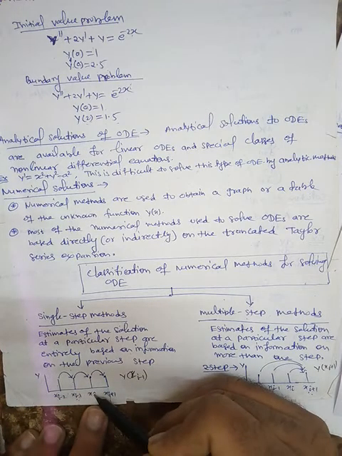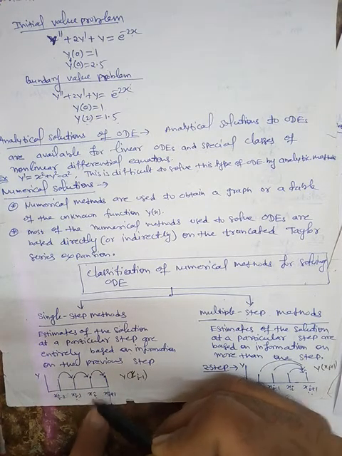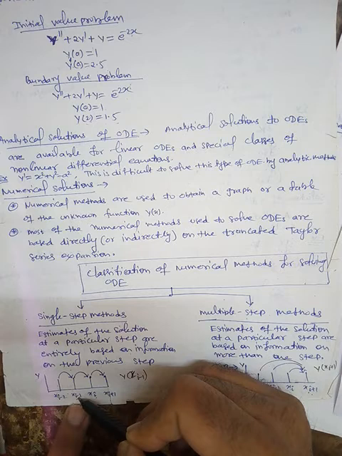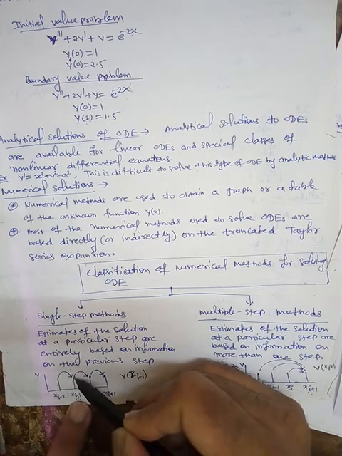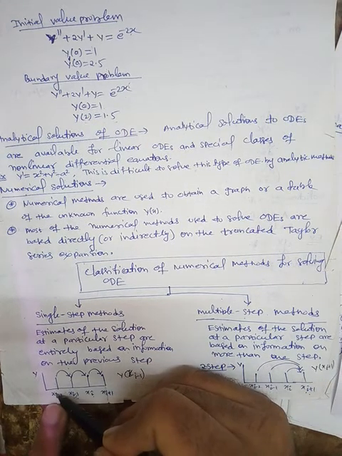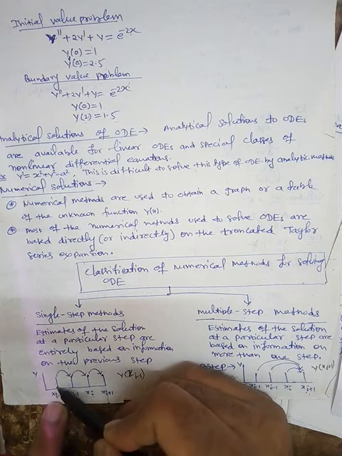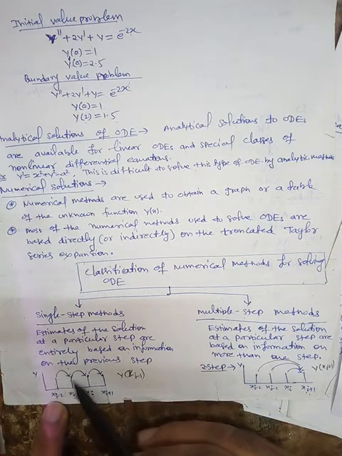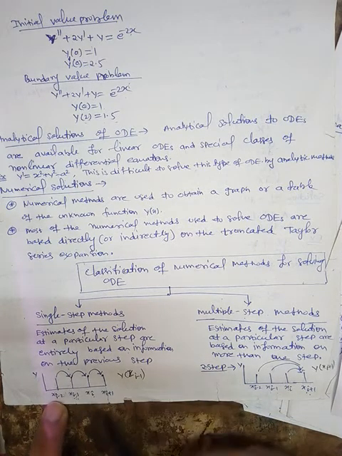So the value at xi is evaluated with the help of the value obtained at xi minus 1, and the value at xi minus 1 is obtained with the help of the value obtained in the previous step. That's why they depend on a single step, and that's why this method is known as single step.